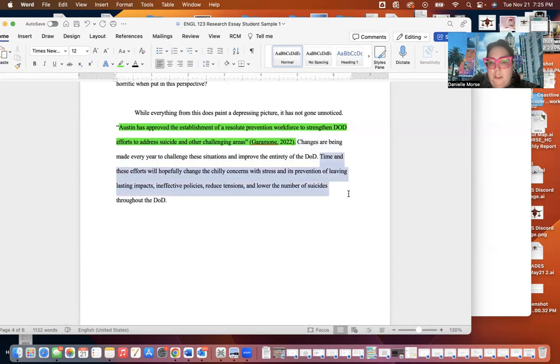Time and these efforts will hopefully change the chilly concerns, too emotional of a word and too informal, with stress, vague word, and its prevention of leaving lasting impacts, vague statement, ineffective policies, vague, reduce tensions, vague, and lower the number of suicides throughout the DoD. Well, we never got a number ever in this paper. There was never any data provided. There was never any policies mentioned. There was never any data of what the suicide numbers are.